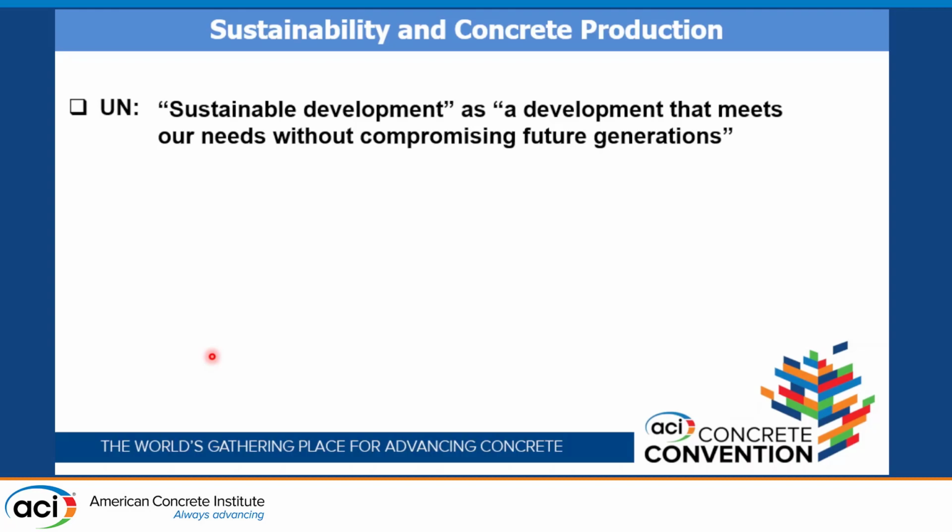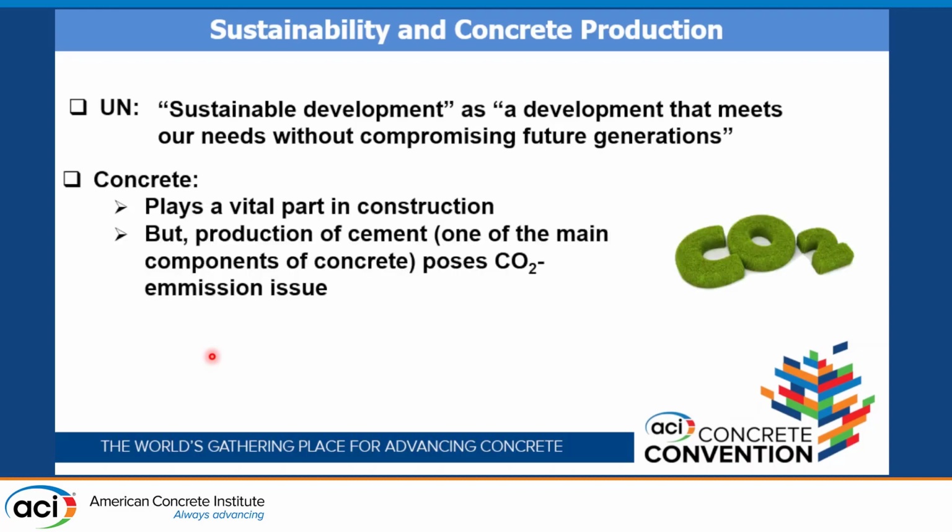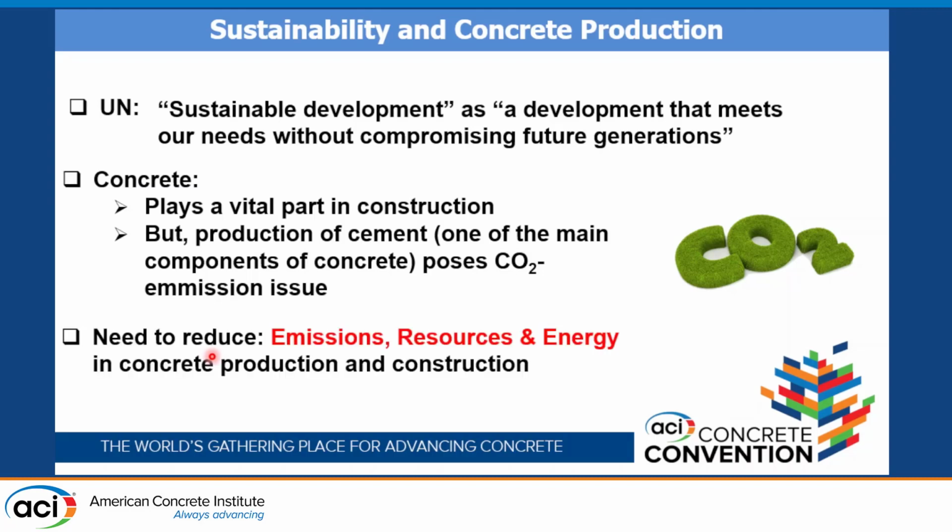By the UN definition, sustainable development is development that meets our needs without compromising future generations. And we know that concrete plays a vital part in construction, but the production of cement processes a CO2 emission. This is well known. Therefore, we need to reduce emission, natural resources, and energy in concrete production and construction.